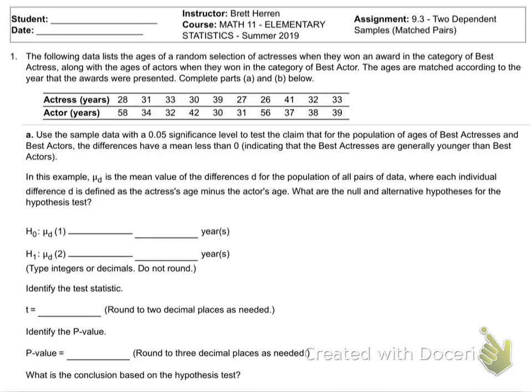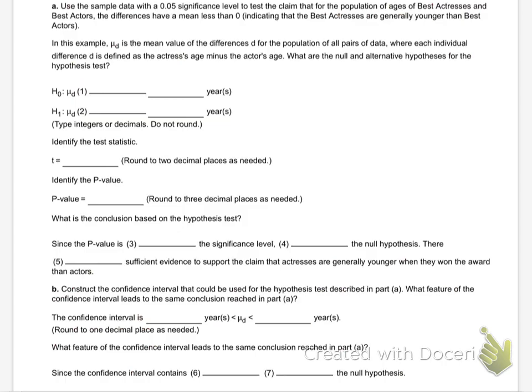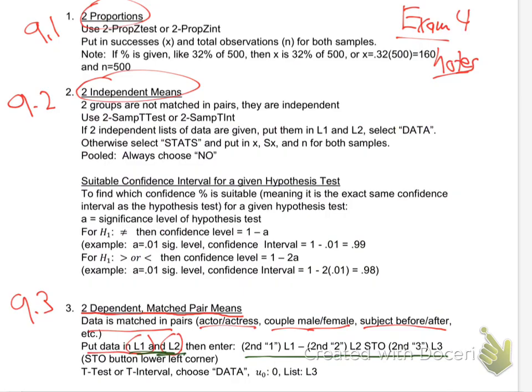Let's get to a fresh screen here. So, this was equal to 0, less than 0. This one's the claim. All right, and so we've already put this in L1, put this in L2. We've said L1 minus L2 is stored in L3. So now L3 holds our data. All right, let's go back to our sheet.